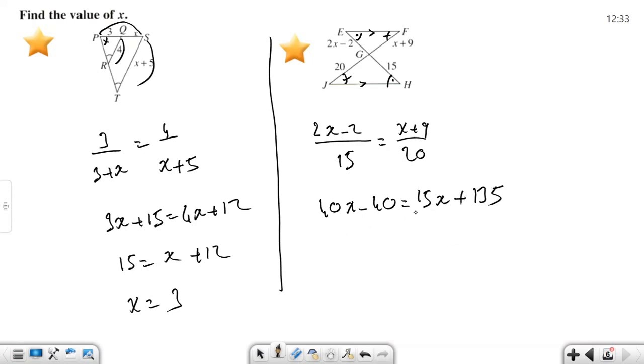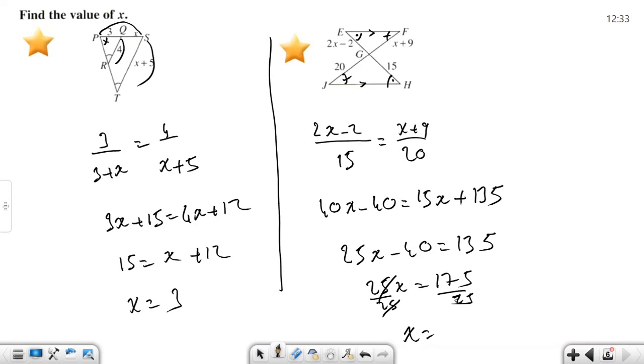So if you subtract 15x from both sides, 40x minus 15x is 25x, minus 40 is equal to 135. If you add 40 to both sides, 25x equals 175. Divide by 25, divide by 25. So x equals 175 divided by 25, which is 7. So x equals 7, and that's the end of this video.